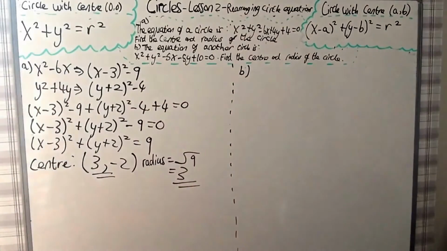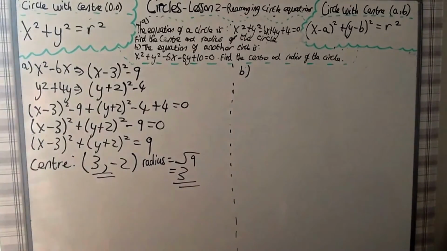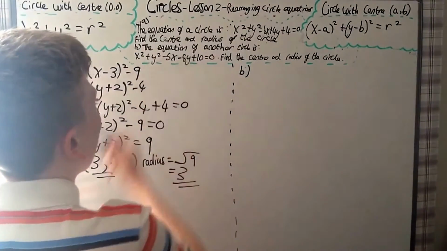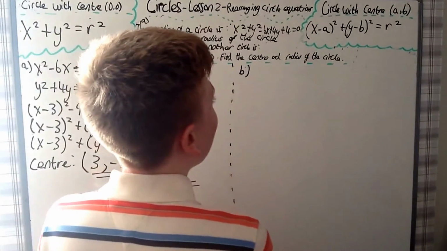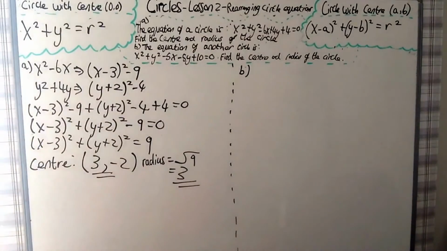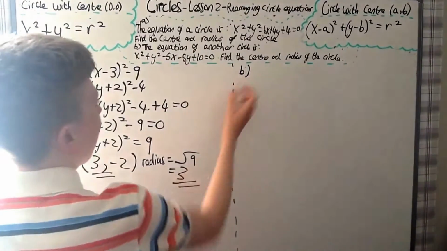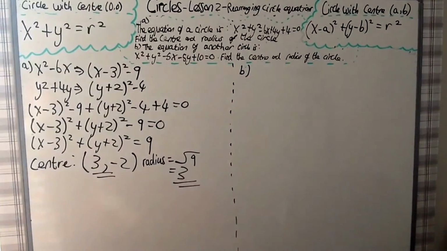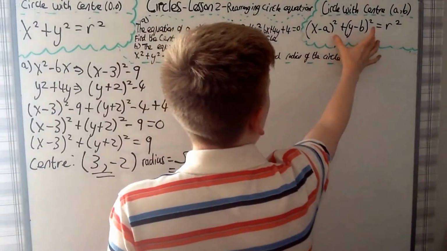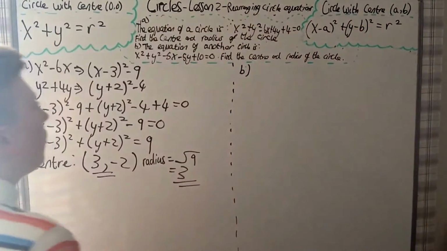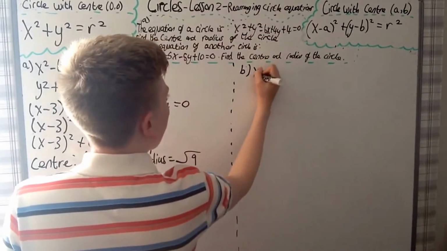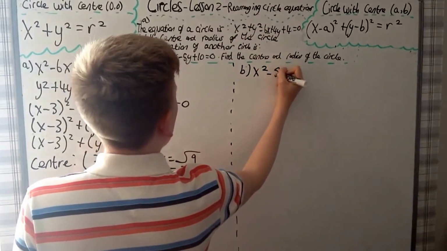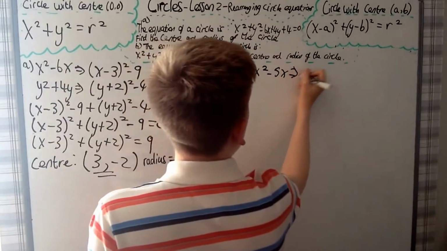With this question, it says the equation of another circle is x squared plus y squared minus 5x minus 5y plus 10 is 0. And we're told to find the centre and radius of the circle. So the centre and radius is just, again, getting this in the form of this equation. So to do that, we complete the square again. We consider the x's first. So we have x squared and minus 5x.